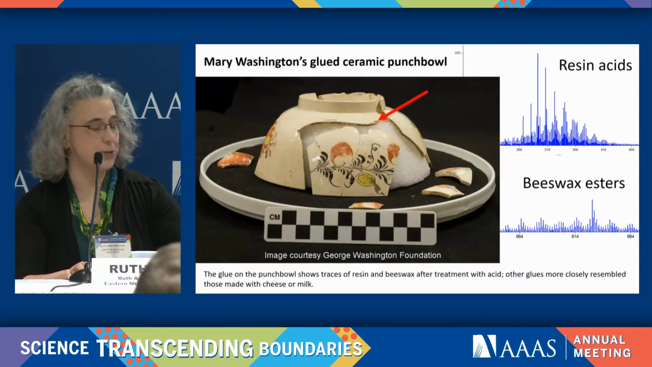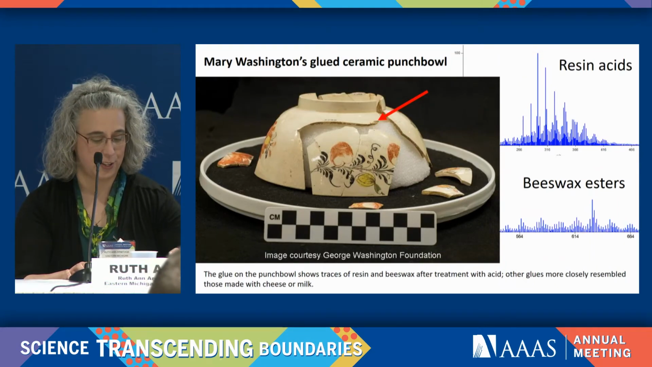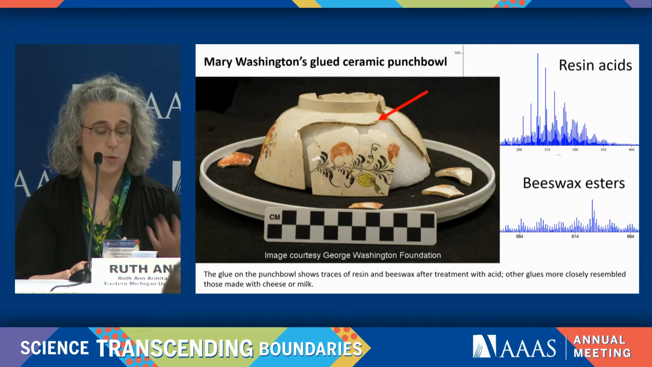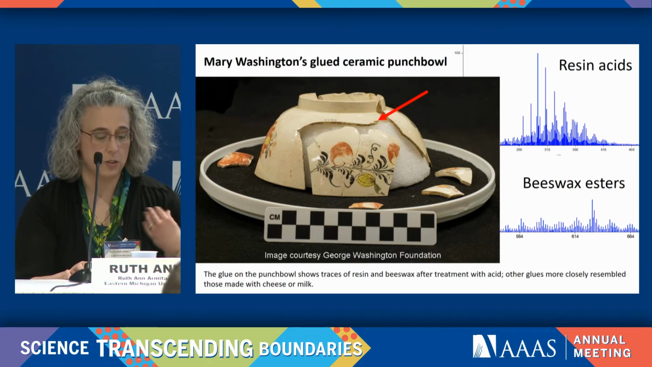Now, the other story that seems to be getting a little bit more attention is our work where we were asked by ceramic specialists at Ferry Farm, which was George Washington's boyhood home, to look at the composition of glue residues that were found on these 18th century ceramics. And these would have belonged to the Washington family.